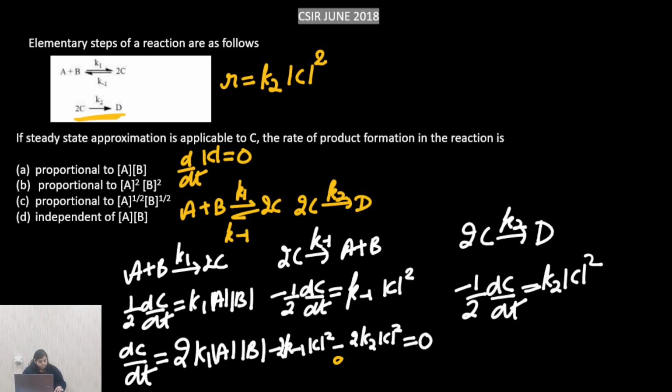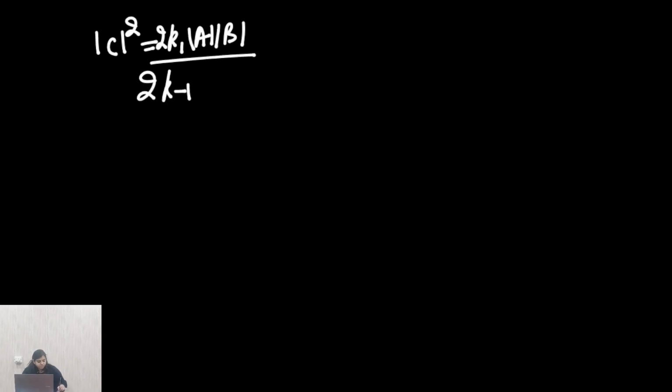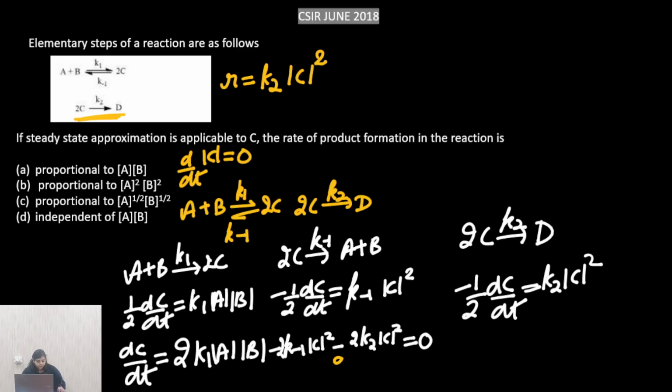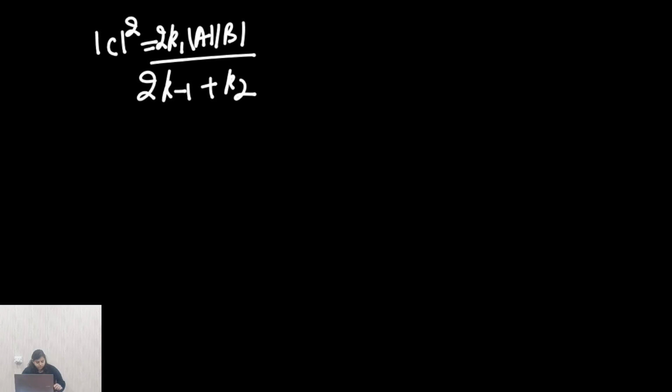From here, the C square value we can find out. So it implies the C square value is going to be 2K1 times A into B upon 2 times K inverse plus K2. So this is what you will be getting after equating to 0. So C square concentration, you have got it.